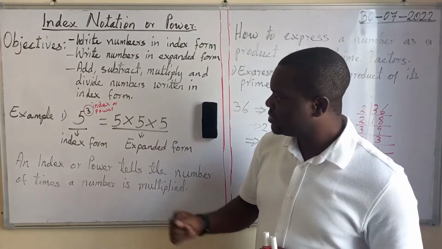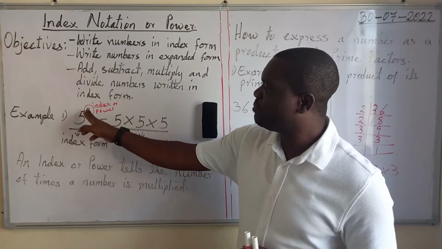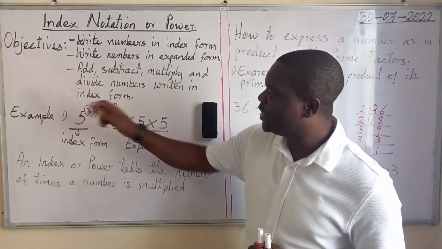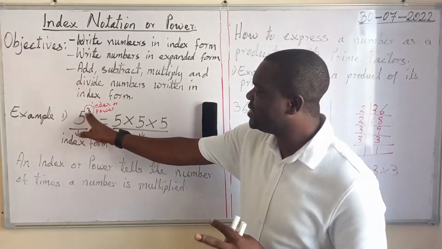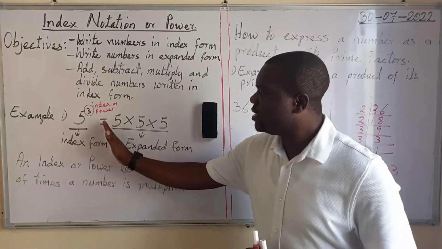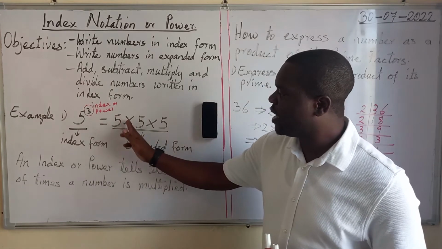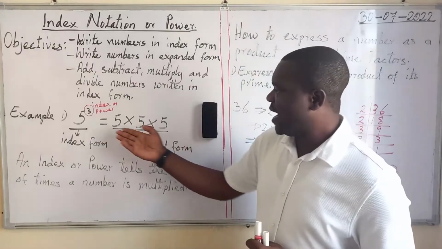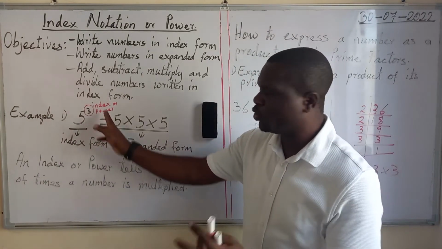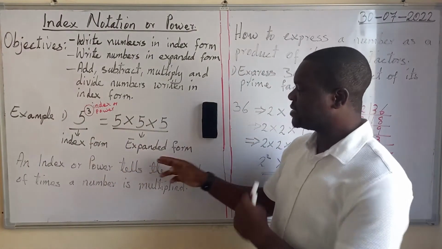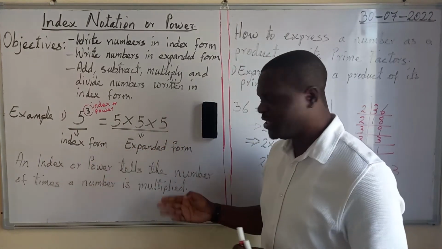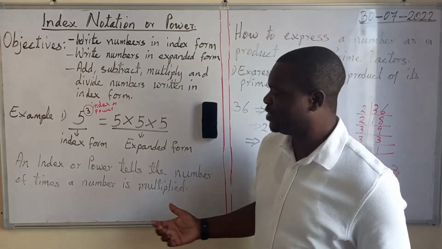Look at this expression, 5 raised to the power 3, or 5 cubed, or 5 to the third power. This is how you can read this in 3 different ways. This can equally be written as 5 times 5 times 5. This way, on the left hand side is the index form or contracted form, and on the right hand side is the expanded form. So this is a short definition of what index is all about.